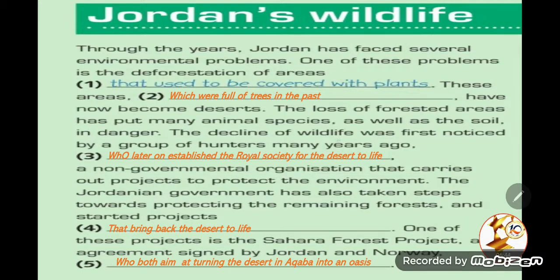The decline of wildlife. تمام. The decline of wildlife was first noticed by a group of hunters many years ago. طيب هلأ رح نيجي نشوف شو يعني the decline of wildlife. أوكي، هي بتيجي نفس معنى decrease. increase يتزايد، decrease يتناقص. إذن هي هون شو معناها؟ تيجي بمعنى تناقص. the decline of wildlife تناقص أو انخفاض. أوكي، انخفاض الحياة البرية was first noticed لوحظت في البداية من قبل مين؟ a group of hunters many years ago، من قبل مجموعة من الصيادين منذ سنوات عديدة.